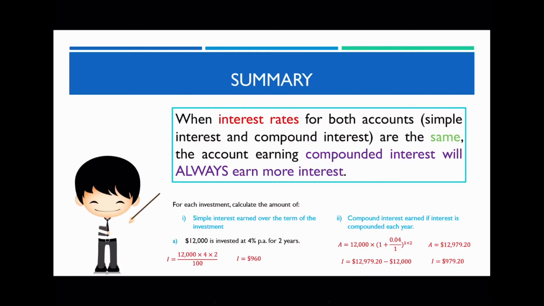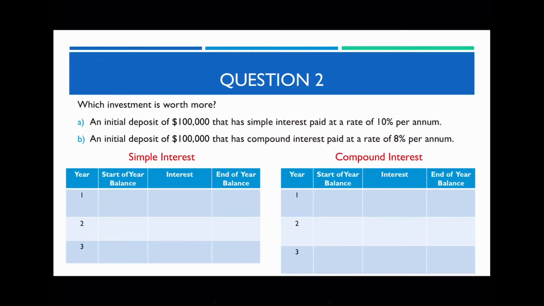For question number 2, please pause this video as well so you can attempt these questions before you check your answers with mine. This question reads, which investment is worth more? An initial deposit of $100,000 that has simple interest paid at a rate of 10% per annum, or an initial deposit of $100,000 that has compound interest paid at a rate of 8% per annum. Now, when you're answering these kinds of questions, I need you to think of both short-term as well as long-term outcomes.